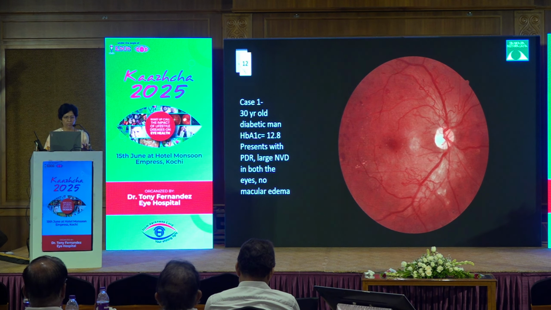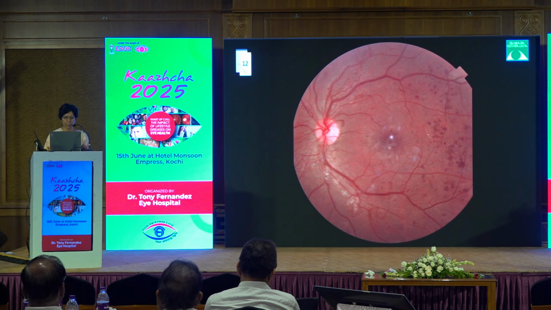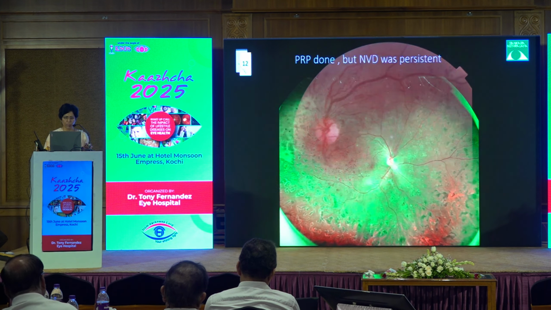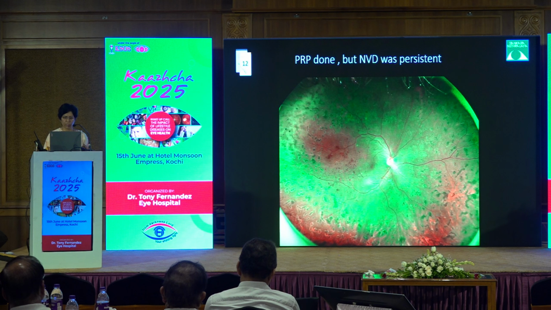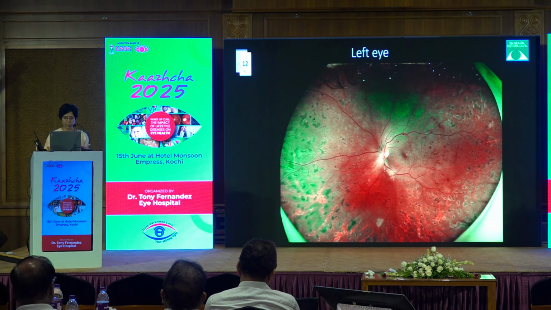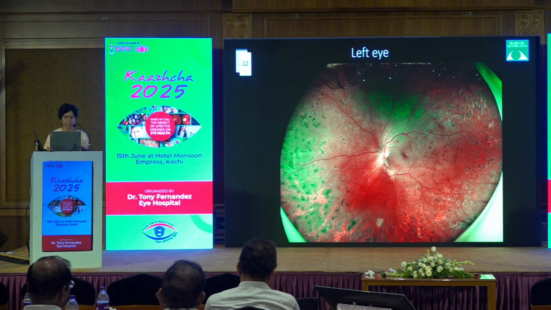So this is one patient, a 30-year-old juvenile diabetic man, uncontrolled diabetes, HbA1c is very high, and he comes with a very large NVD. You can see a very large NVD here. This is the right eye and this is the left eye. This is a treatment naive case. So the first treatment is PRP. We have done panretinal photocoagulation here, but you can see this NVD still persists in both the eyes. This is the right eye, and in the left eye also the NVD still persists.